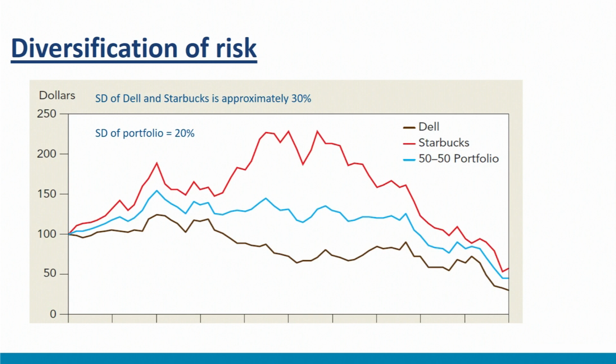Consider another example where two stocks, Dell and Starbucks, and a 50-50 portfolio of these stocks is plotted over time. Assume an initial investment of $100. It is very easy to see here that diversification provides a substantial reduction in variability. The standard deviation of both of these stocks was about 30%. However, these stocks did not move in a lockstep manner. The decline of one stock was often compensated by the rise of the other. Therefore, the standard deviation of the 50-50 portfolio of these stocks was about 20% per year.